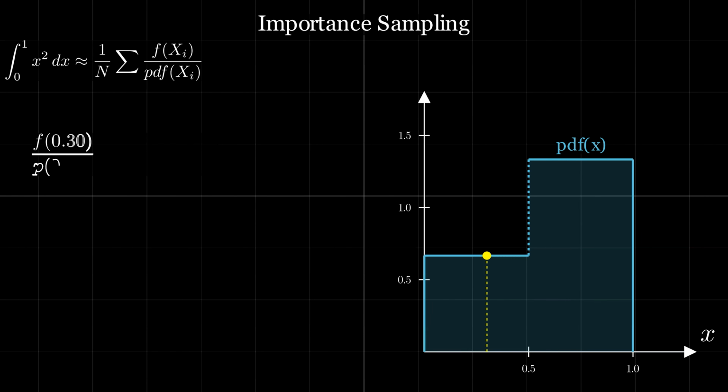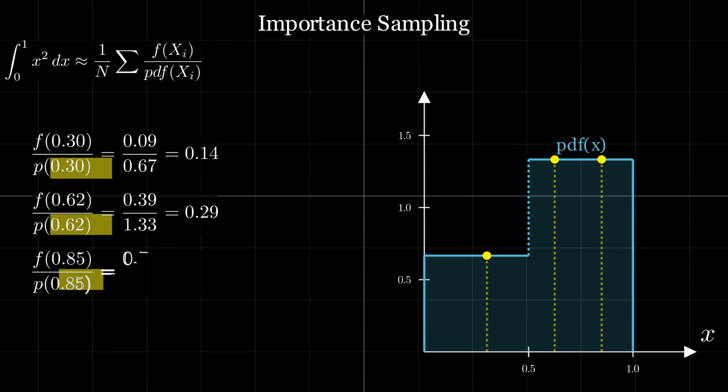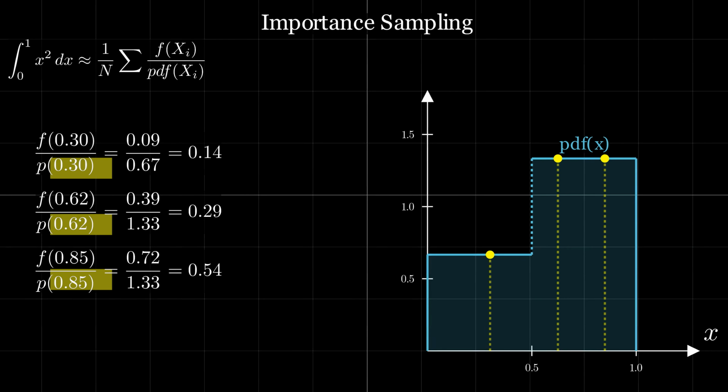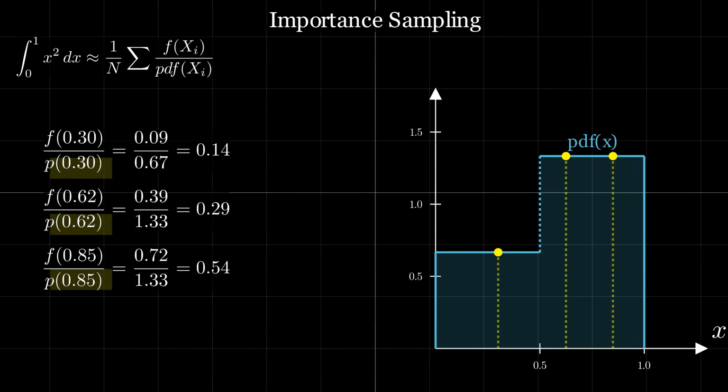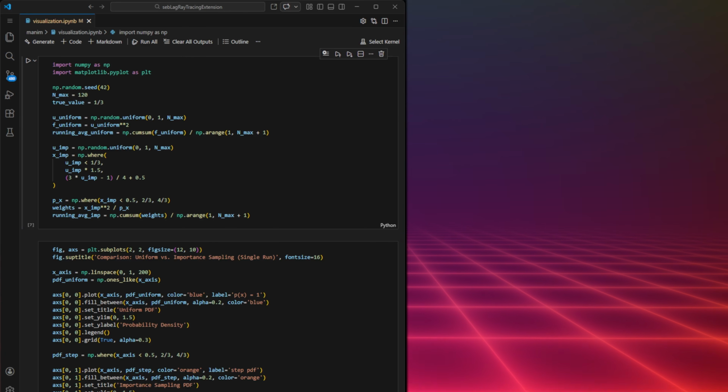We pick 3 random samples again, but notice, this time we must divide our result by the PDF to keep the math balanced. Previously, with the uniform distribution, we were just dividing by 1, so it didn't matter. Now we get an approximation of 0.32. That is incredibly close to our true answer of 1/3.